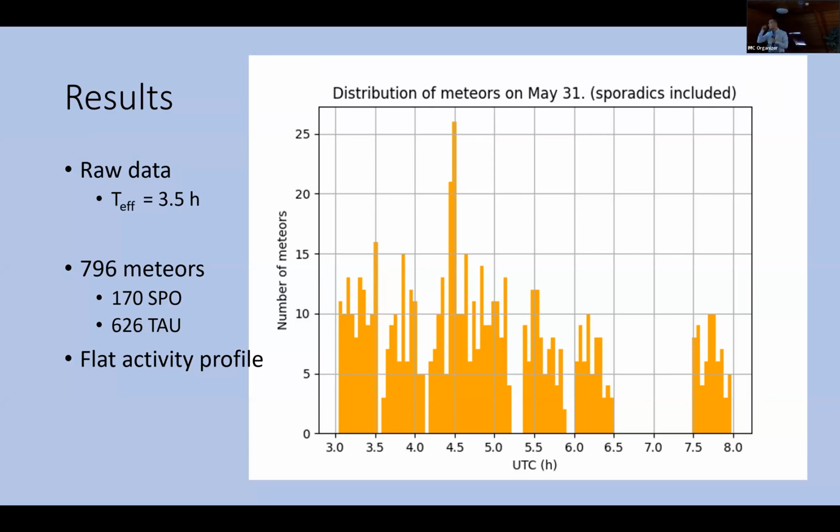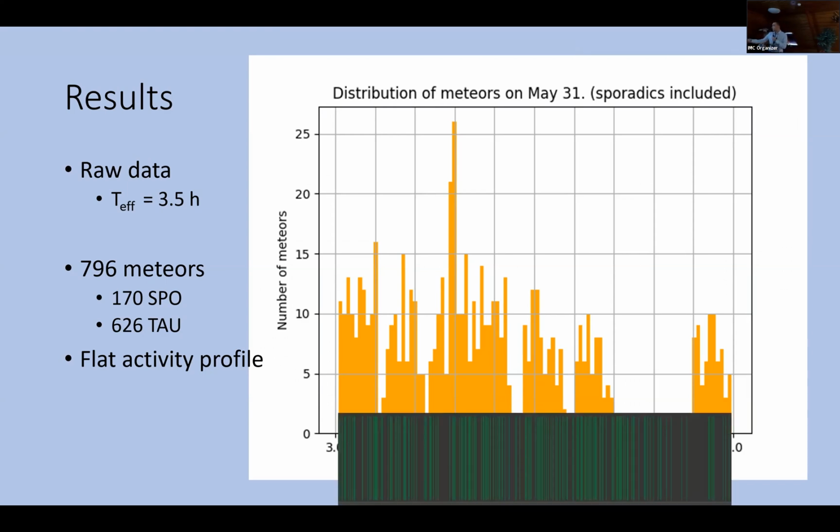This is the raw data from the 31st of May. We cannot really see any peaks. This is visible, which was also there in the other data. So maybe there was something around 4:30, but this is a really flat distribution. So there is no conclusive maximum activity right there. And if we compare it with the noise, the sound, then there isn't really much there.